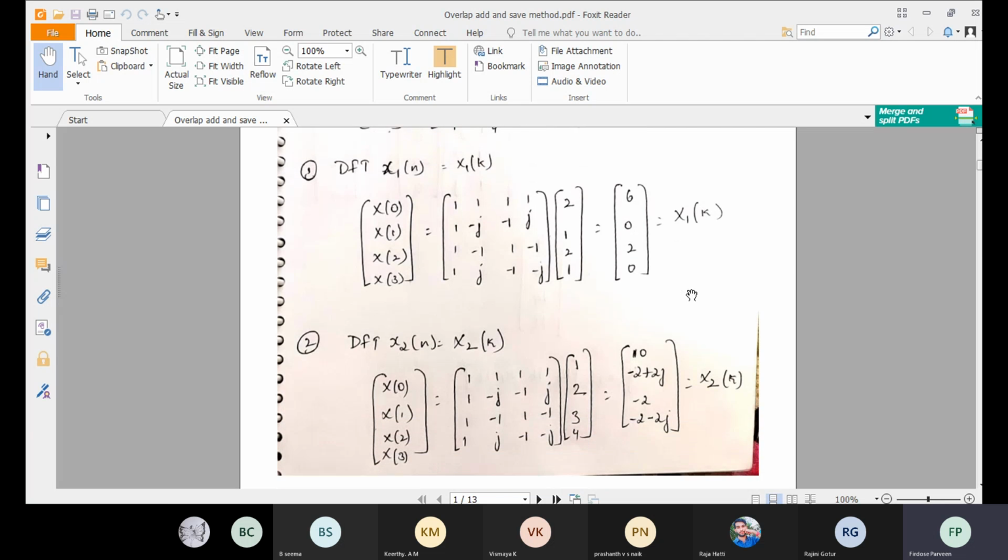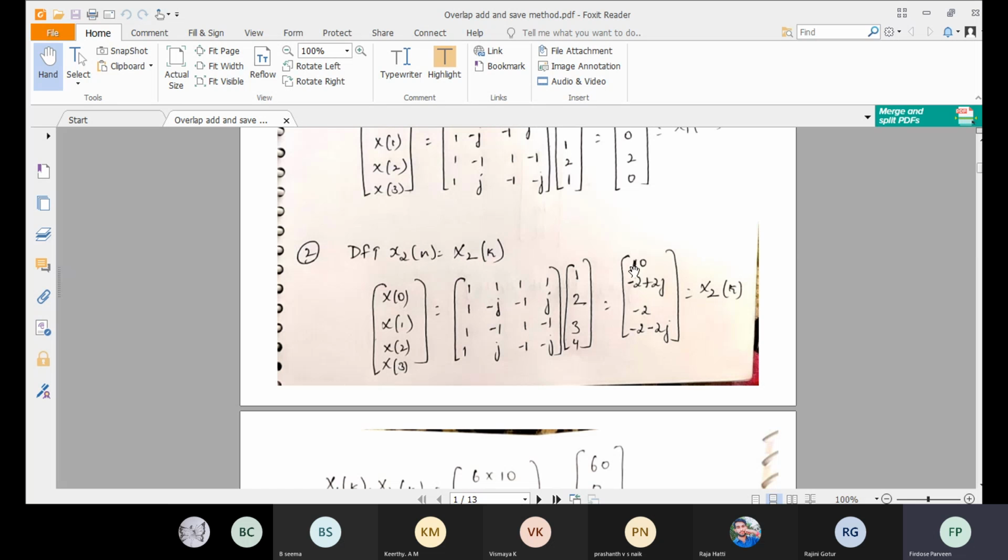So next what will we do? We will find the DFT of x2 of n. Okay, so the DFT of x2 of n, again it is the same formula that we used for x1 of k, into x2 of n. This one is x2 of n. The sequence they have given is nothing but 1 2 3 4. So now you will be multiplying, that is row into column. So after multiplying, what will you be getting? You will be getting this matrix. This is a 4 by 1, and it is x2 of k.